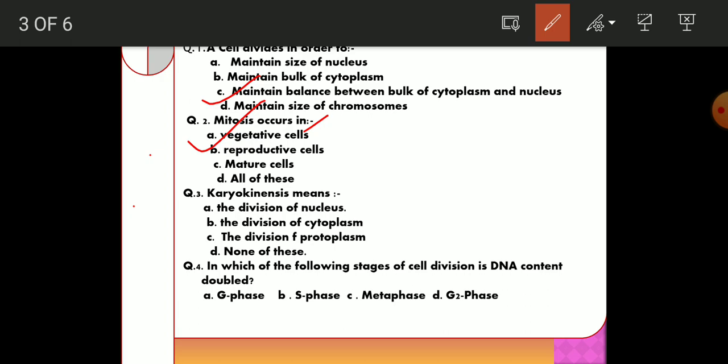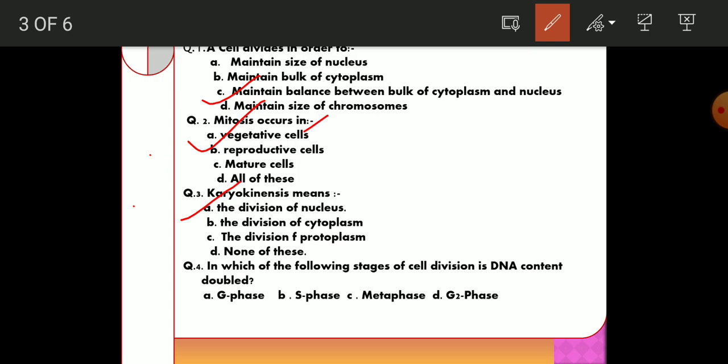Then third: karyokinesis means the division of the nucleus, the division of the cytoplasm, the division of the protoplasm, or none of these. Whenever we study mitosis, I have already shared that karyokinesis is the division of the nucleus. So the right answer is option A, the division of the nucleus.